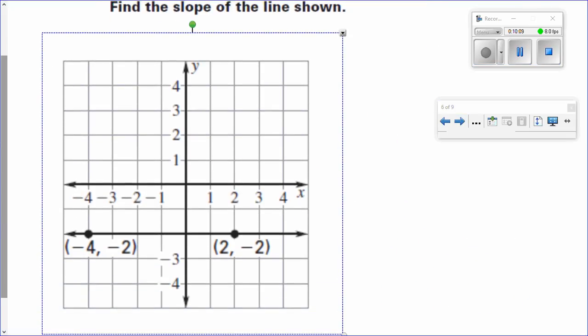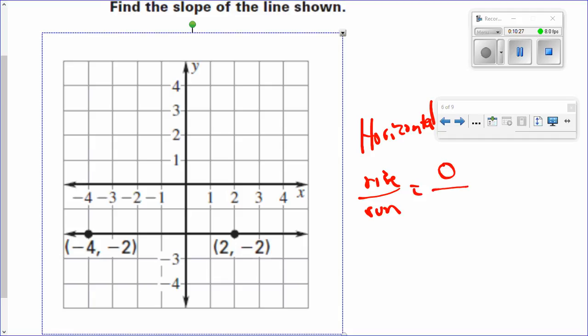Now we got to find the slope of this line. This line right here is a horizontal line. Horizontal lines do not rise. So the rise over the run is always going to be 0 over, in this case, 1, 2, 3, 4, 5, 6. It ran 6, but it didn't rise at all. Well, what's the slope? 0. Okay, that's it.